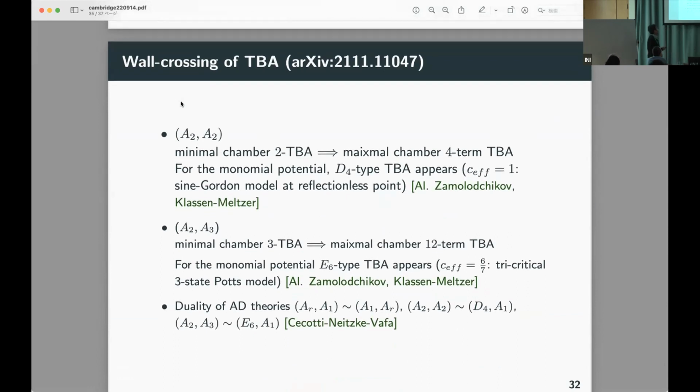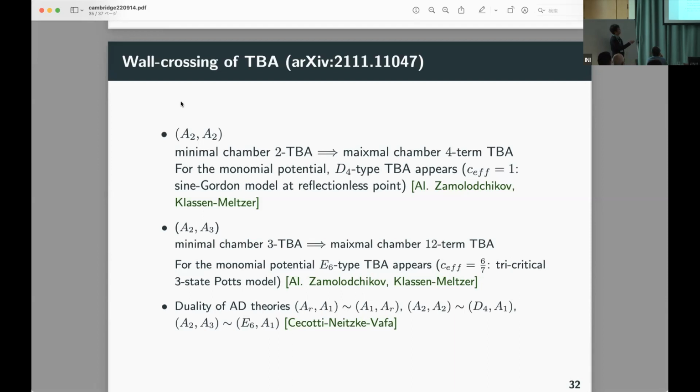So this is a cubic case, and we have also considered higher order, fourth order cases. So starting from the minimal chamber, we have started from a 3-term TBA. And at the maximal chamber, we have a 12-term TBA equation. And then at the maximal point, monomial type, we have obtained the E6 type TBA equations, which describe the tricritical three-state Potts model with this central charge. But for the A2 case, we have D4 type, and this has effective central charge 1. This is described as the sine-Gordon model at the reflectionless point.